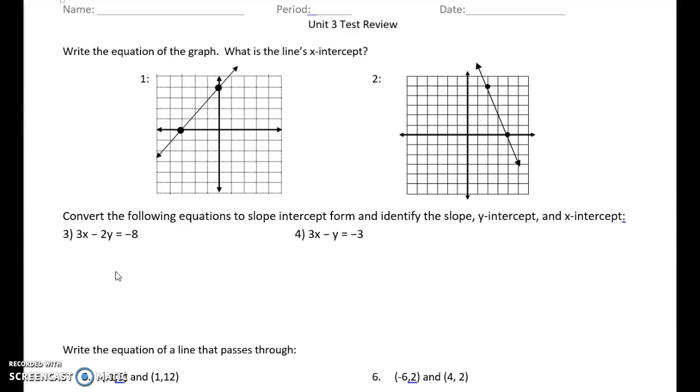Okay, Unit 3 review. You got your test tomorrow. Go ahead and get started. We have number 1 and 2. Write the equation of the graph.